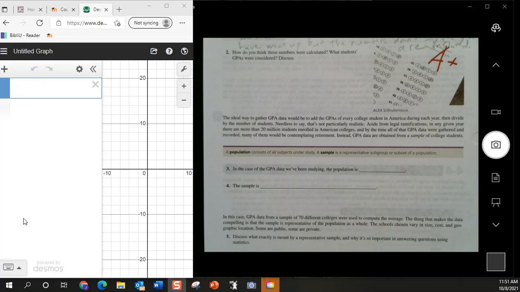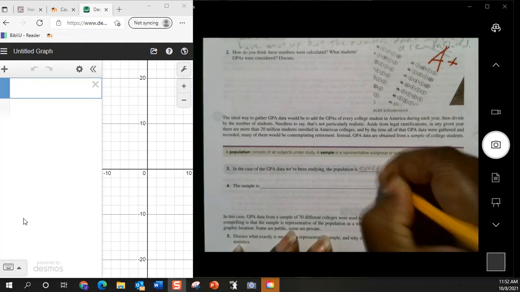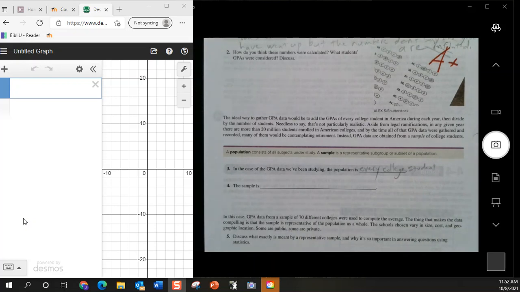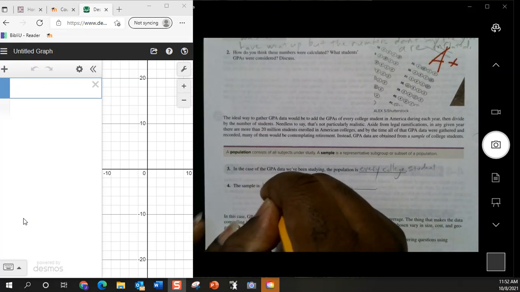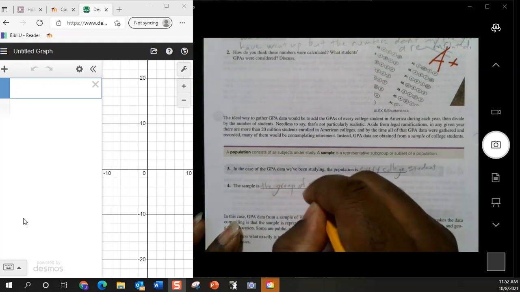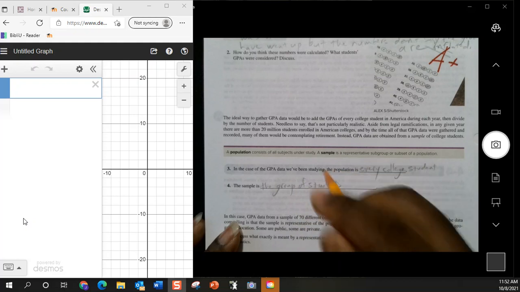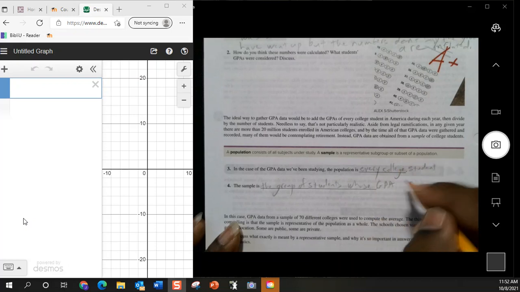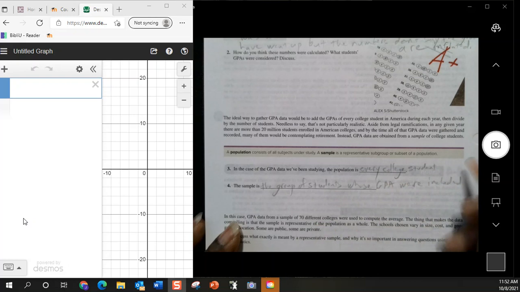Okay, now it says a population consists of all subjects under study. A sample is a representative subgroup or subset of a population. In the case of the GPA data we've been studying, the population is every college student. The sample is the group of students whose GPAs were included in the averages.